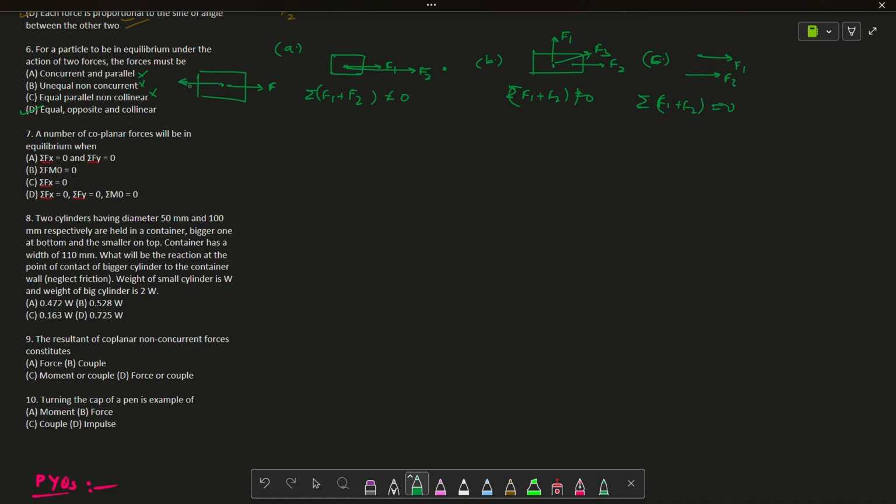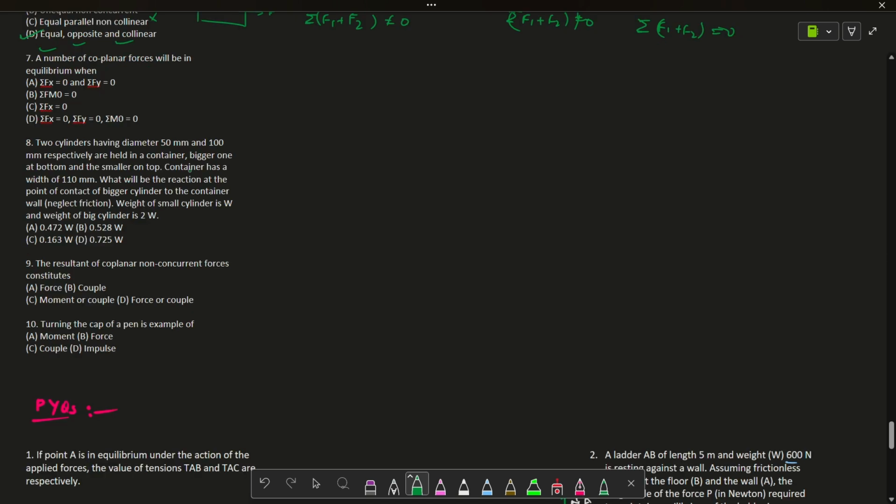See, F is acting here and F is acting here as well, and they are both acting at a single point, that is collinear, opposite in nature and equal. So it is a zero, equilibrium case. Okay, now we will see question number 7.